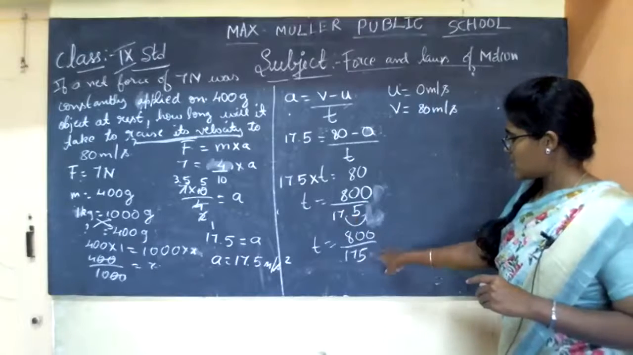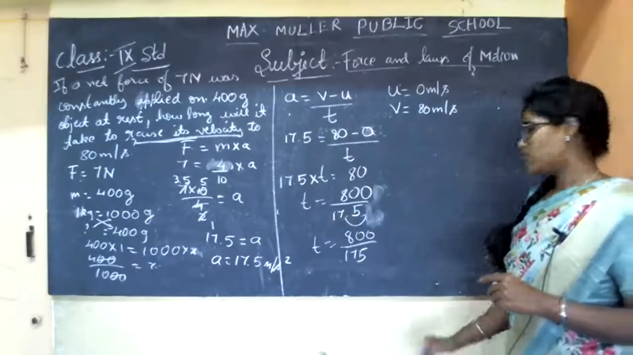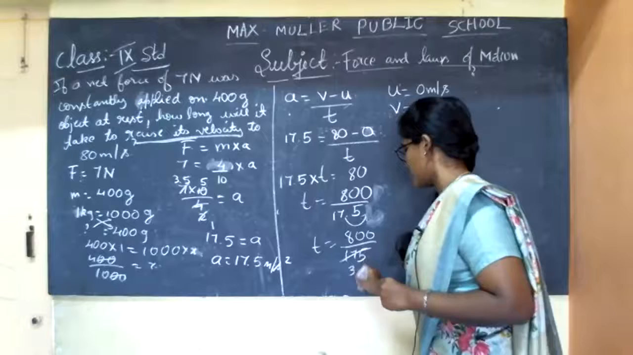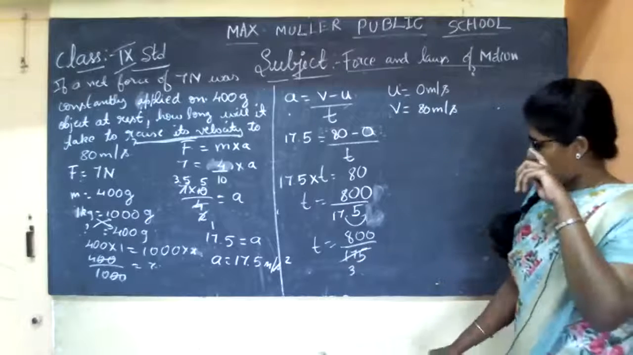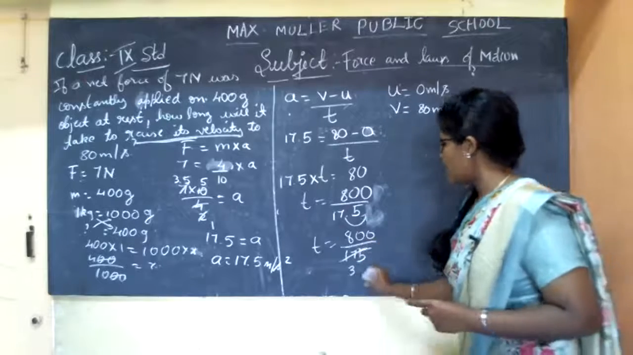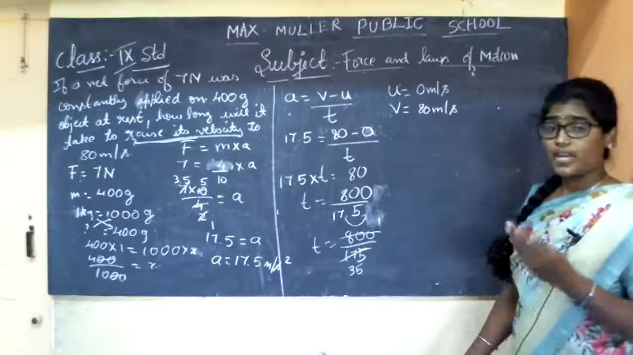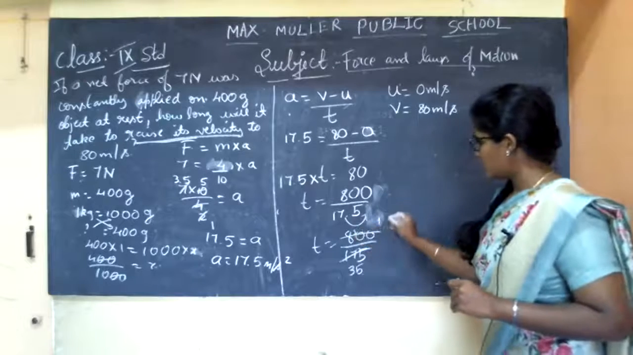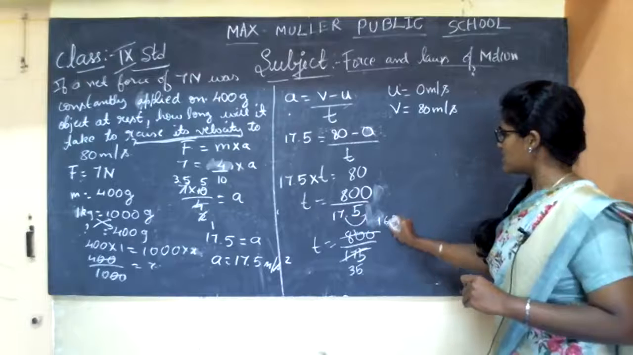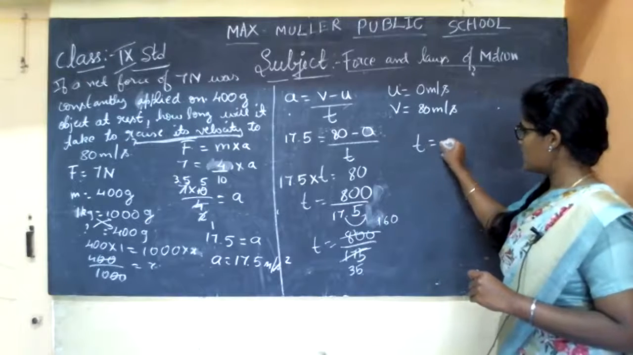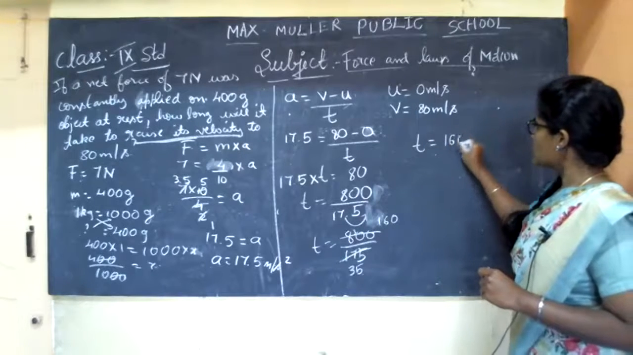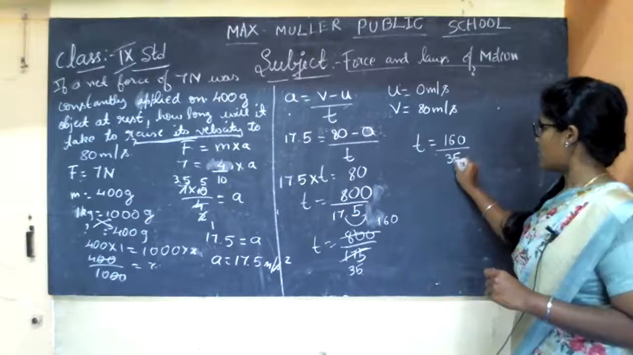Both, see here, the last one is 0 and this is 5. Both go in the 5 table. So 5 3s are 15, 16, 17, 2 will be remaining, so it will be 25, 5 5s are 25. Here, 5 1s are 5, 6, 7, 8, 3. 5 6s are 30 and this is 0. Let me continue here. T is equal to 160 divided by 35.